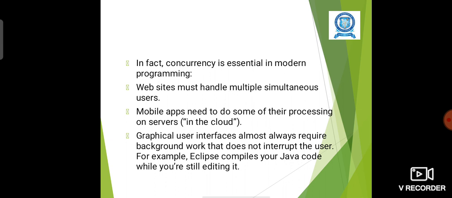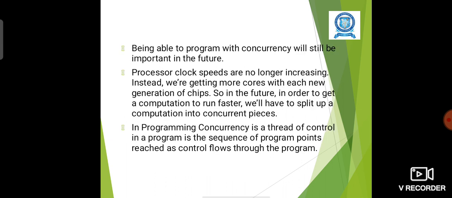Websites must handle multiple simultaneous users. Mobile applications need to do some of their processing on servers. Graphical user interfaces almost always require background work that does not interrupt the user. For example, Eclipse compiles your Java code while you are still editing it. Some concurrency is supported to help the user. Being able to program with concurrency will still be important in the future.